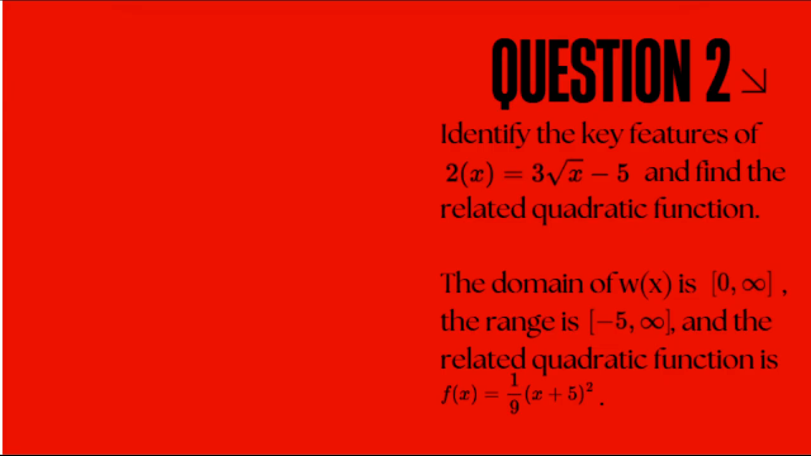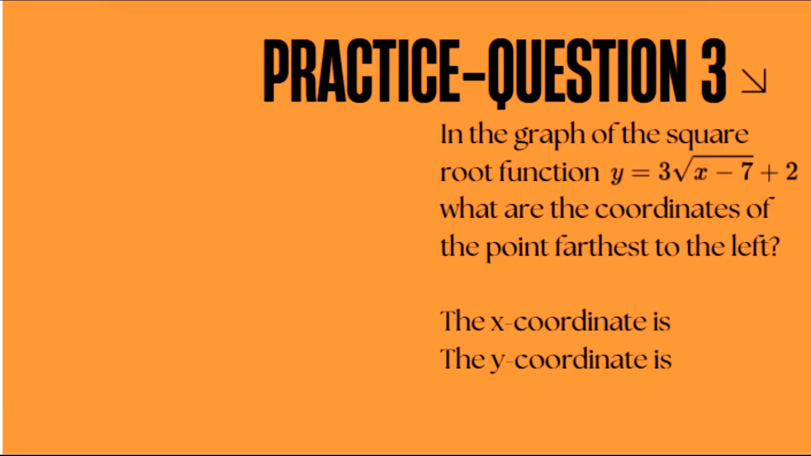Now we are moving on to the very end of your lesson. Practice question number 3. In the graph of the square root function y is equal to 3 times the square root of x minus 7, plus 2, what are the coordinates of the point farthest to the left? Okay, so this is one that you don't even have to graph or do anything complicated with. See if you can figure it out and come back. So the farthest to the left should be the opposite of this, which is positive 7, and this normally, which is 2. Okay, and you can double check this by graphing it, or, you know, being smarter than me, which isn't hard to do.